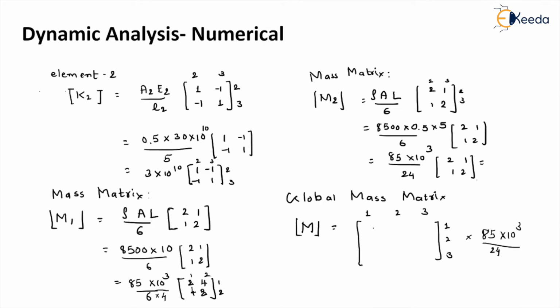Now we can directly add. For 1 1 it is 8. For 1 2 it is 4. For 1 3 it is 0. Same for 2 1, it is 4. For 2 2 we have to add, 8 plus 2, that is 10. For 2 3 it is 1. Here again 0, and the last two digits are 1 and 2. So now I have combined the element matrices into one matrix and obtained the global mass matrix.